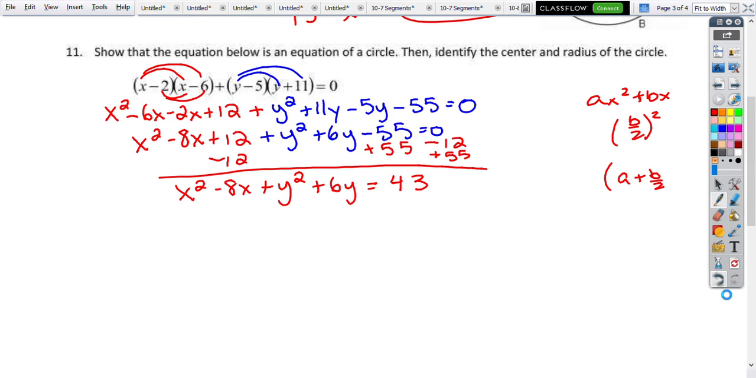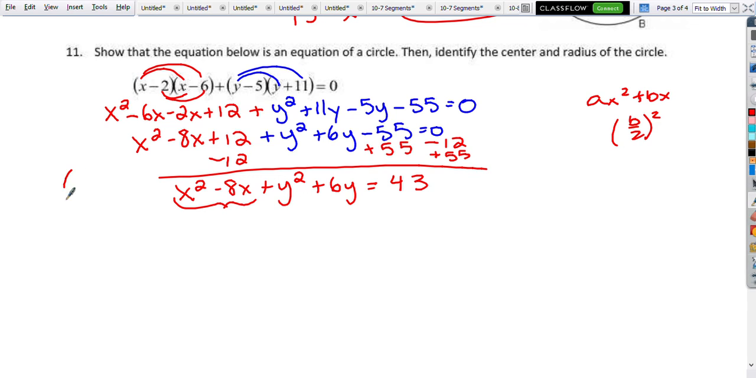All right, so take a look at the first one. X squared minus 8x, that's the first grouping here. So we want to complete the square here. So we're going to do b, which is negative 8, over 2 squared, which is negative 4 squared, or 16. So I have to add 16 to turn this into a perfect square, and I add 16 to the other side.